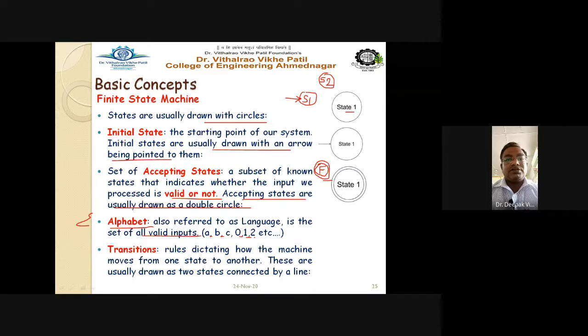And transitions are nothing but your state moving from the current state to the next state. It is a rule indicating how the machine moves from one state to another. These are usually drawn as two states connected by a line. Say S1 is here and S2 is here, and this is your state transition. If I apply input 1 at state S1, the state of the FSM changes from S1 to S2. This is called the state transition, right?